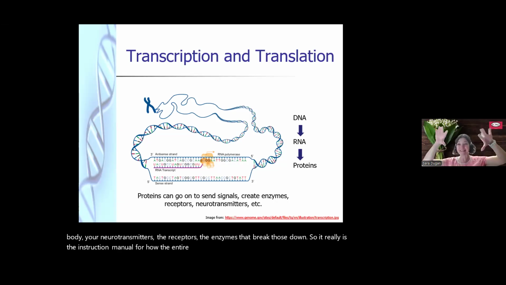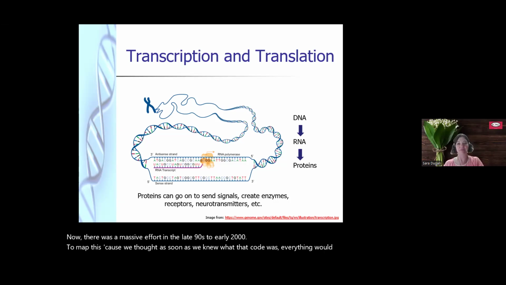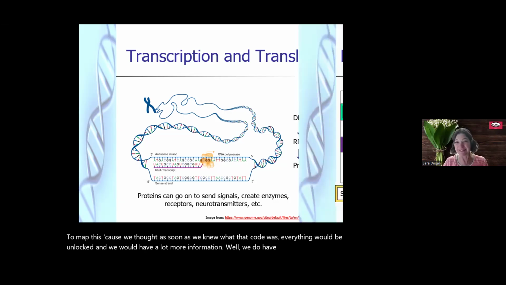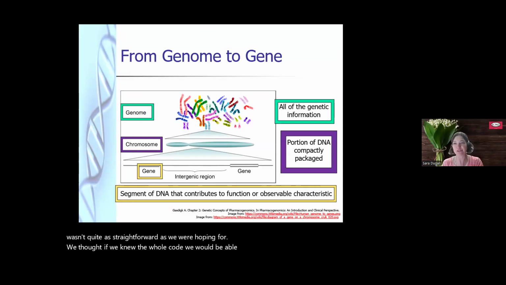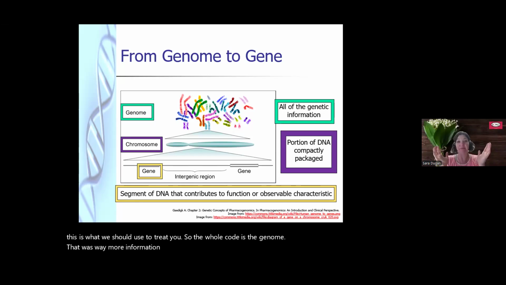Now, there was a massive effort in the late 90s to early 2000s to map this, because we thought as soon as we knew what that code was, everything would be unlocked and we would have a lot more information. Well, we do have more information, but it wasn't quite as straightforward as we were hoping for. We thought if we knew the whole code, we would be able to say, this is what you're going to have, this is what we should use to treat you. The whole code is the genome. That was way more information than what we could do anything with.